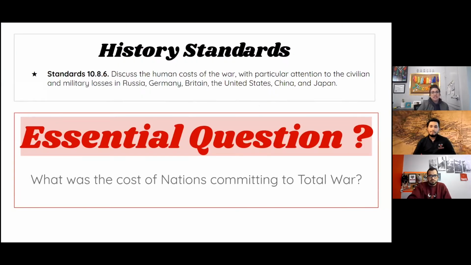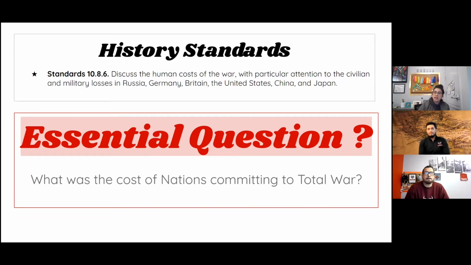All right, today's history standard is History Standard 10.8.6. We're going to discuss the human costs of war with particular attention to the civilian and military losses in Russia, Germany, Britain, the United States, China, and Japan. Our essential question for this activity is, what are the costs of nations committing to total war?